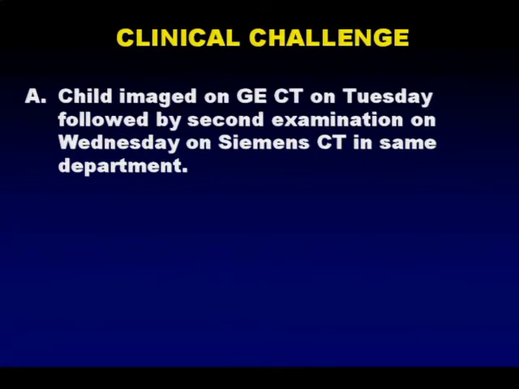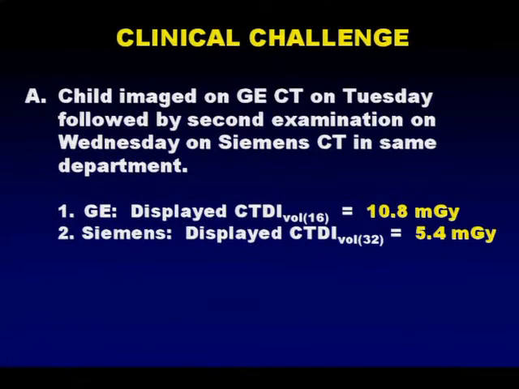So here's a real-life situation. A child was imaged in a department on a GE CT scanner on Tuesday, and there was a need to rescan the patient on Wednesday, and they were imaged on a Siemens scanner in the same department. Well, the GE scanner displayed the CTDIvol based upon the 16 centimeter phantom as 10.8 milligray, and the Siemens displayed the CTDIvol based on the 32 centimeter, and that's 5.4 milligray.